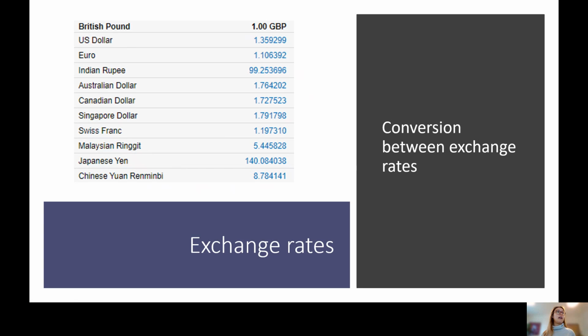Interesting. And finally, let's pick another. £1 is equal to 8.7 Chinese yuan renminbi. Interesting. This screenshot I took yesterday, so it's pretty accurate, but these numbers will have changed a little bit today, and they change every day. They're all going up and down. They're fluctuating.